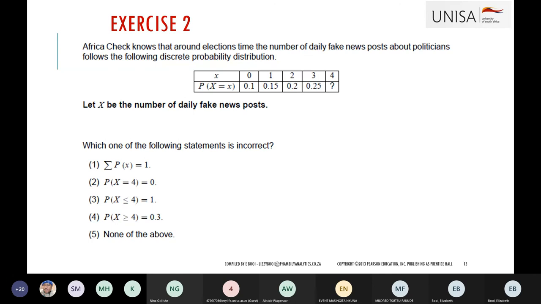And then they give you 5 options. Remember also, I don't think going forward you will get that option that says none of the above. We can just scratch it out. Which one of the following statements is incorrect? The first one says the sum of all probabilities equals 1. Is that statement correct? Is it not true?